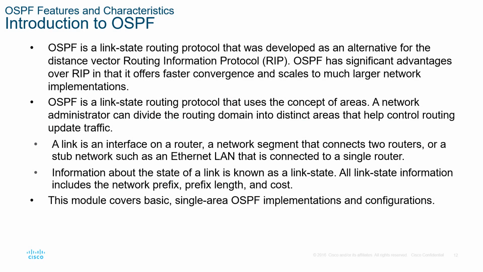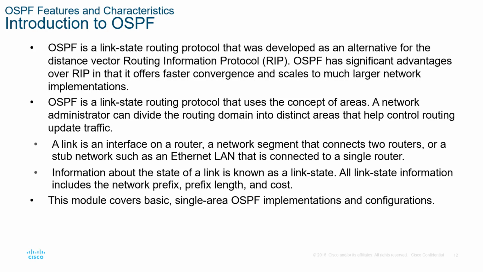OSPF is a link state routing protocol that was developed as an alternate to RIP. OSPF is open source. It has significant advantages over other routing protocols such as RIP. The fact that it's a link state routing protocol means it will use the concept of areas. A network administrator can divide the network into routing domains, which are more like spheres of control, into distinct areas that help control routing and updating of traffic.